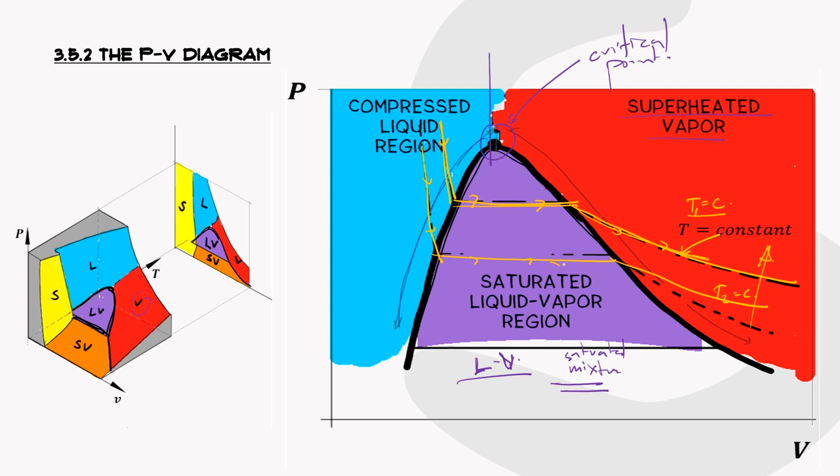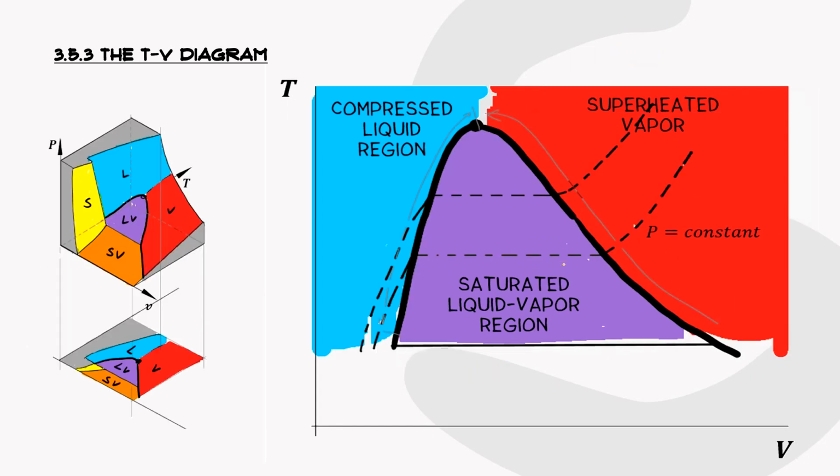Okay, the next one is the temperature-volume diagram. So when projecting from a top view, what we get is a temperature and volume diagram. So it's almost the same, it actually looks the same, but since this is plotted in temperature and volume, the lines here correspond to the pressure lines. So pressure lines, or let's just say P is equal to C, then another pressure line right here. So increasing pressure goes this way.